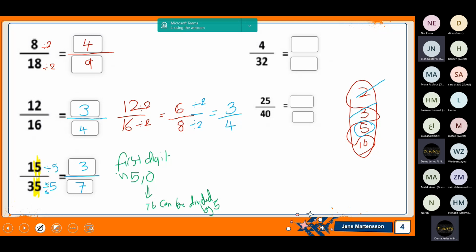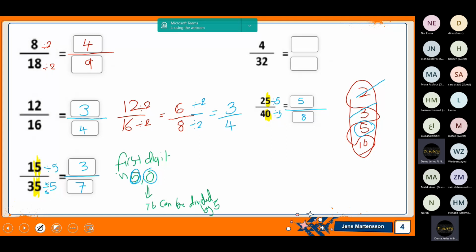Can you tell me why we can? 5 multiplied by 5 equals 25, and 5 multiplied by 8 equals 40. Bravo. In other words, because the ones digit is a 0 or a 5, we can divide by 5. Now 25 divided by 5 is 5. And 40 divided by 5 is 8. So it will be 5 over 8. Thank you so much. Is it clear now?